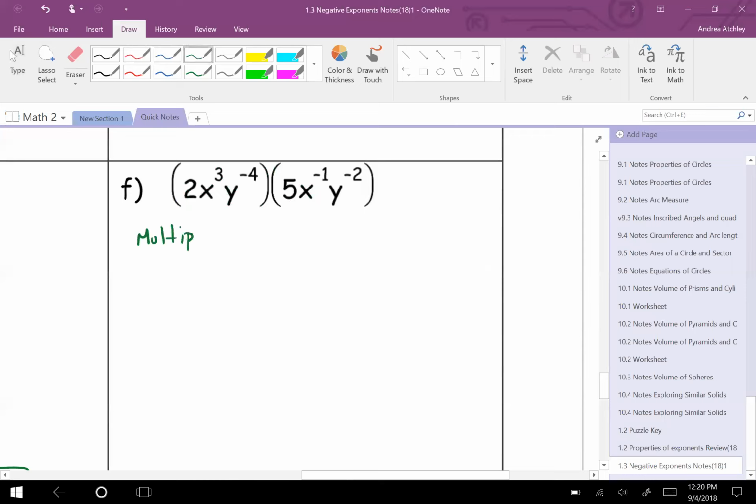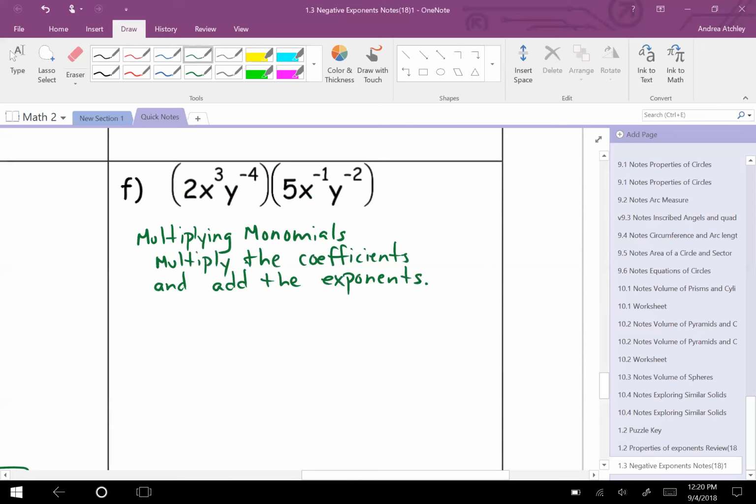Multiplying monomials. That was multiply the coefficients and add the exponents. Multiply the coefficients and add the exponents.